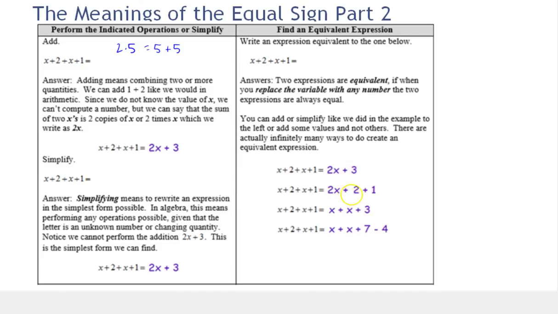You could also think of these as the string of computations you might do when you simplify. Here we added the x's, but we didn't add the numbers. Here we added the numbers, we didn't add the x's. Here we were tricky, we left the x's alone, and instead of writing 2 plus 1 equals 3, we wrote 7 minus 4, which is also equal to 3. So all of these are different equivalent expressions.